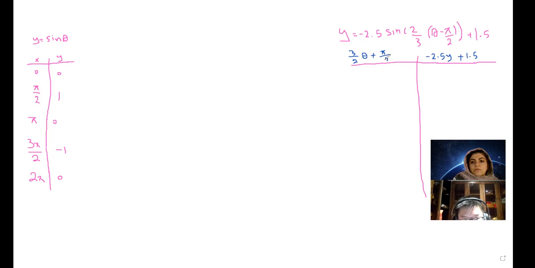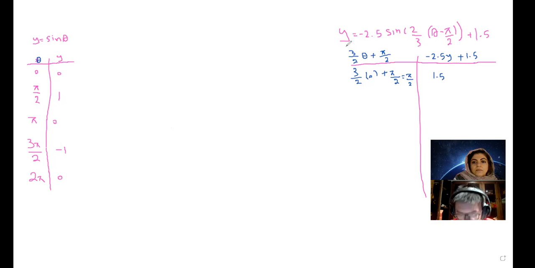Remember, for horizontal, whatever we see, we reverse it. For vertical, whatever we see, we just write it down, whatever it is. So x is 0, so here is theta. Theta is 0, so 3 over 2 multiplied by 0 plus pi over 2. Of course, this is pi over 2. Now I put 0 for y, 0 multiplied by -2.5 is 0, so it's just 1.5. This is my first point, pi over 2, 1.5.